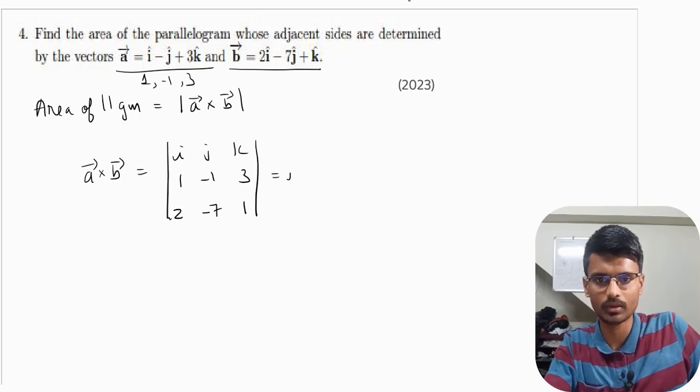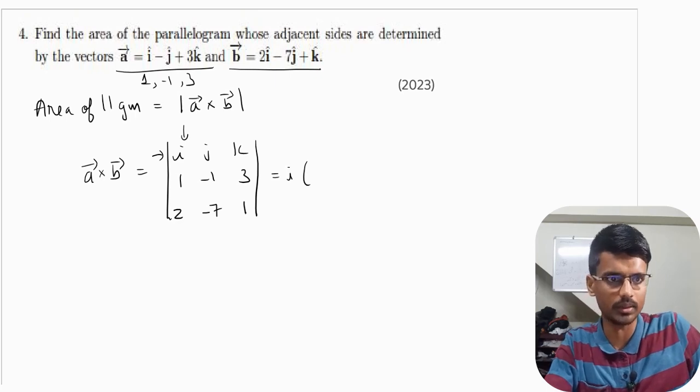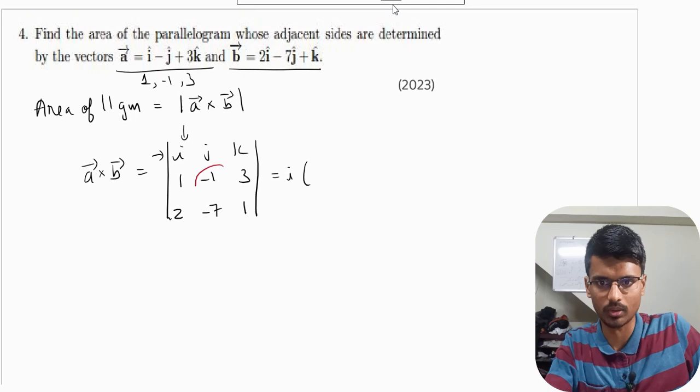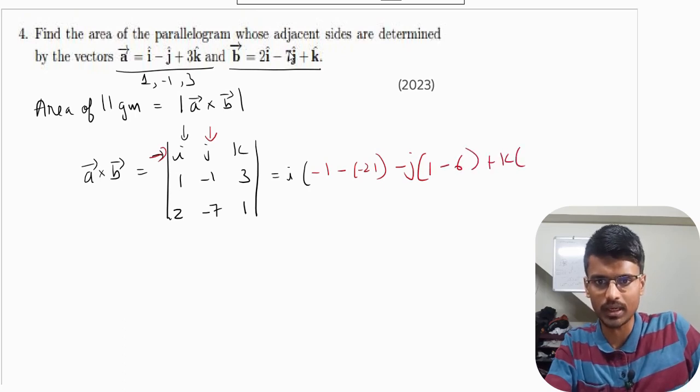So i: I have to delete this column and this row and focus only on this part. -1 into 1 is -1, 3 into -7 is -21. Next -j: now I'll delete this column and this row. I'll get 1 into 1 minus 2 3s are 6. Next I have k. I'll delete this column and this row. I'll get 1 into -7.